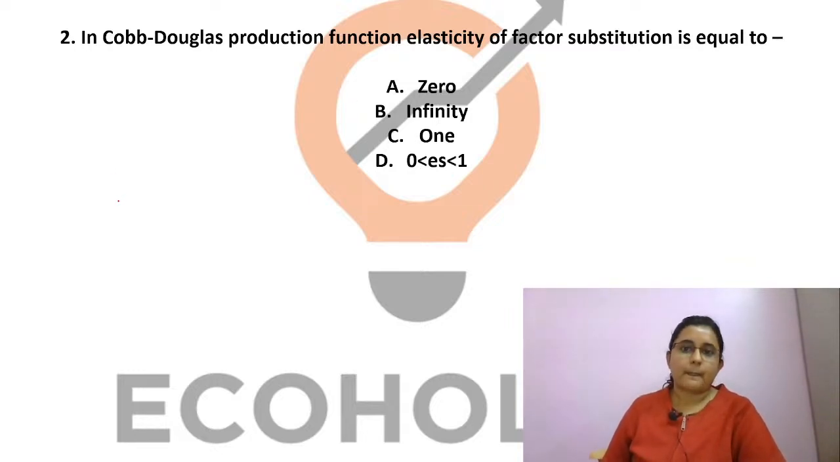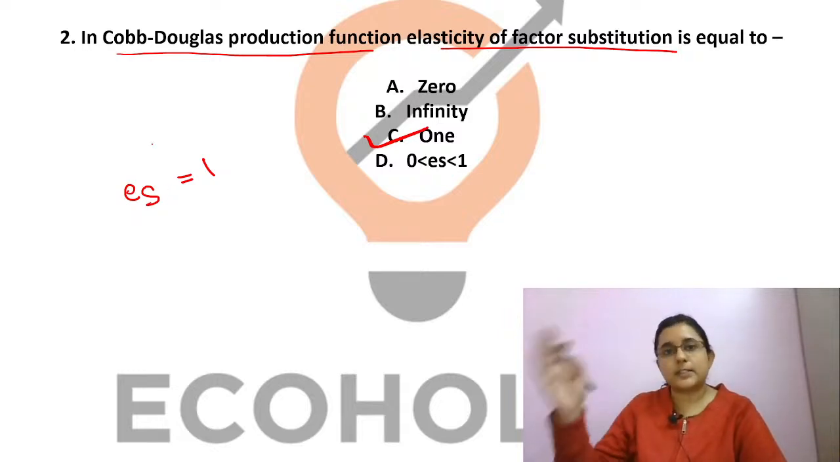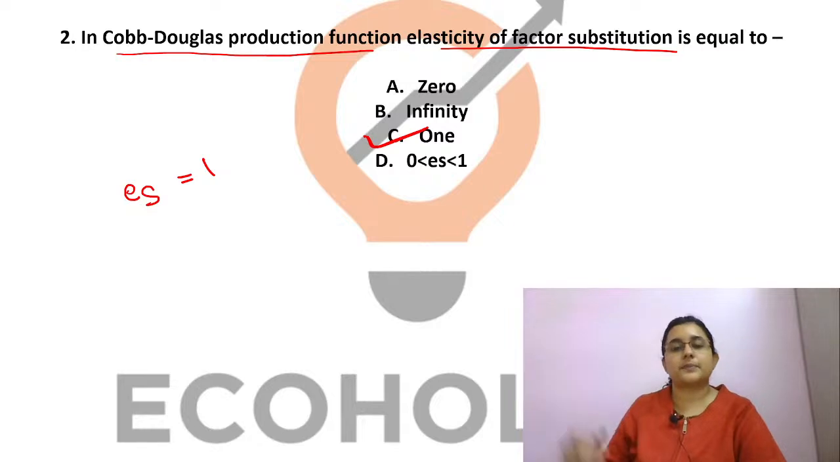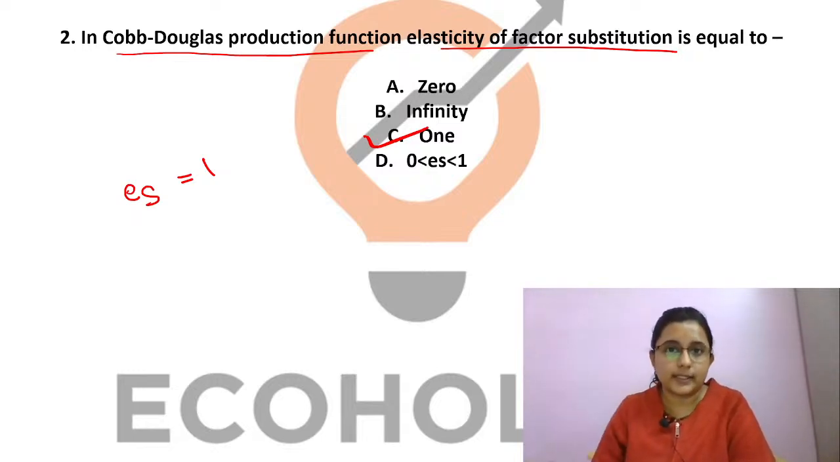Always remember, in a Cobb-Douglas production function, elasticity of factor substitution is always equal to 1. Always it will be equal to 1. In case of the CES production function, that is the constant elasticity of substitution production function, there we have a certain elasticity of substitution that is a constant value. It can be anything, it is not necessarily one. But in case of the Cobb-Douglas production function, the elasticity of substitution value would be 1.